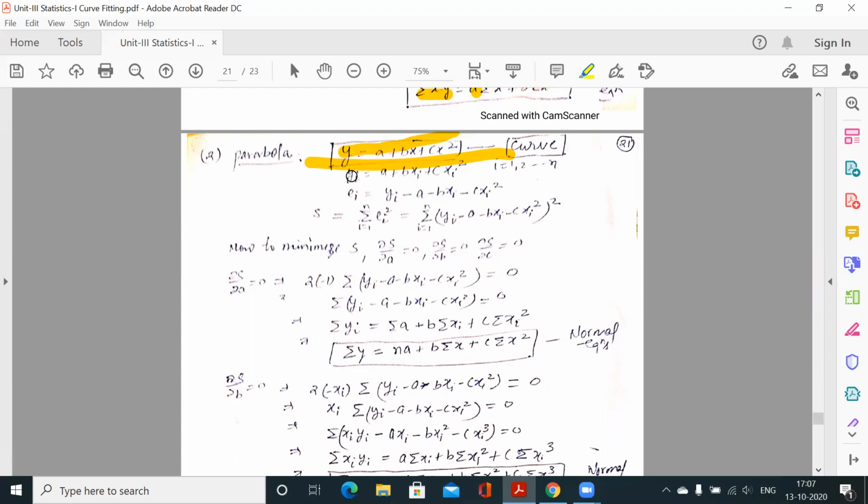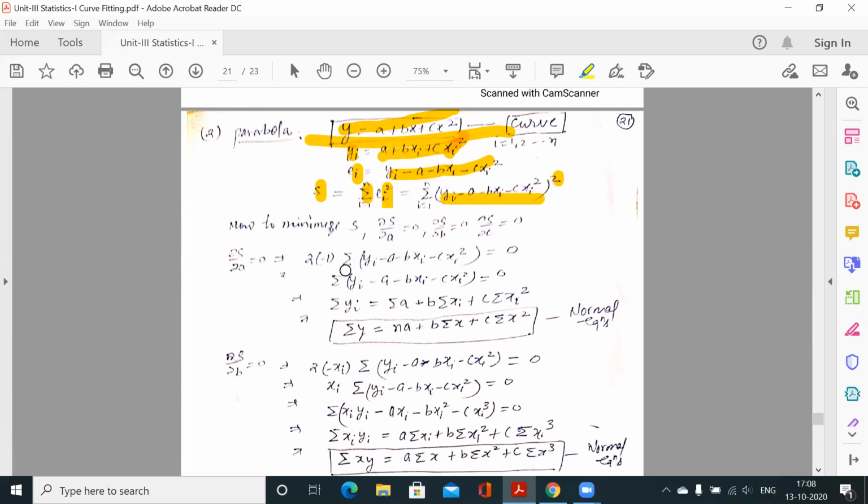First we calculate points, means yi is equal to a plus b xi plus c xi square. What is the error? Error is this minus this, so yi minus something. Now calculating the s function, which is the summation of squares of errors, so this bracket whole square. Again this function is minimized at the point where the first order derivatives are 0.